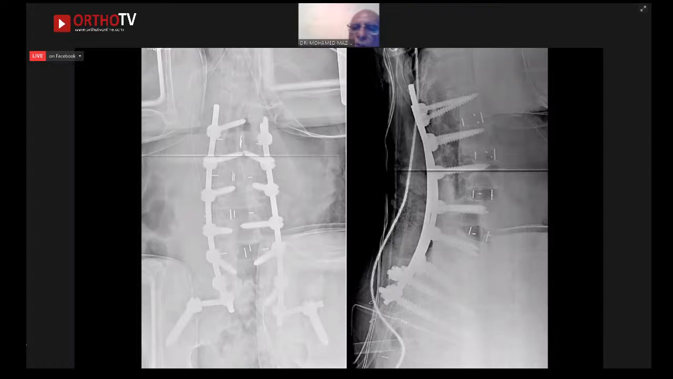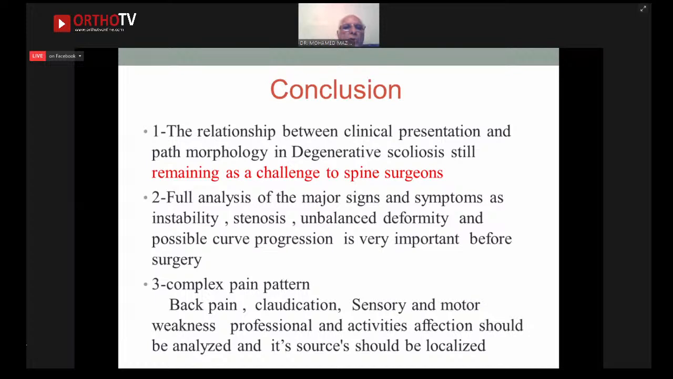In conclusion, the relationship between clinical presentation and the basal morphology in degenerative scoliosis still remains a challenge to the spine surgeon. To understand the pathology and the physiological change as a result of this pathology is not clear. It is a challenge because if you treat something that is not clear, it is going to be a challenge for you, for your equipment, and of course for the patient and society.